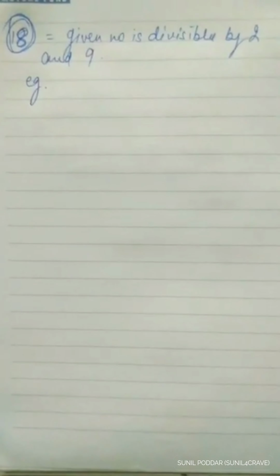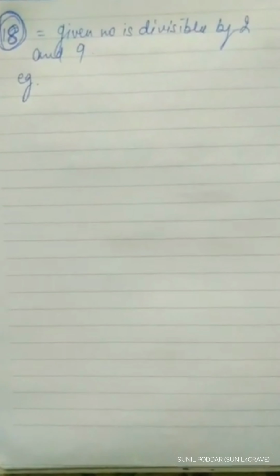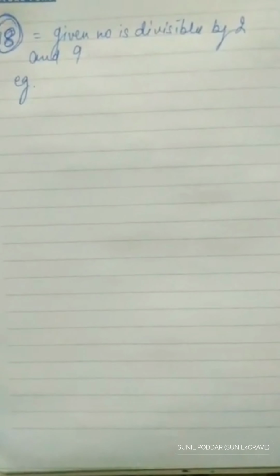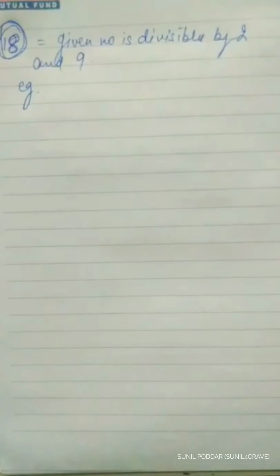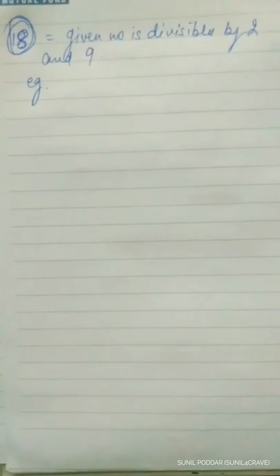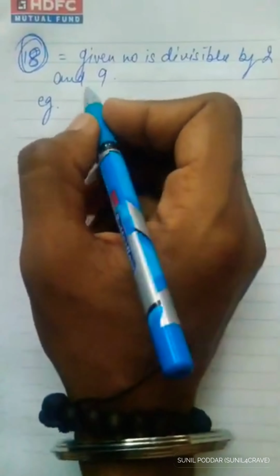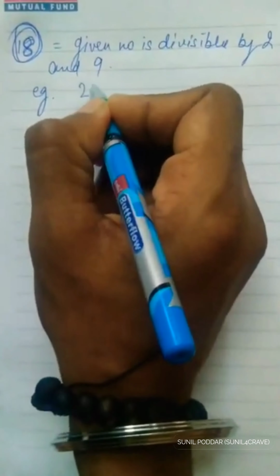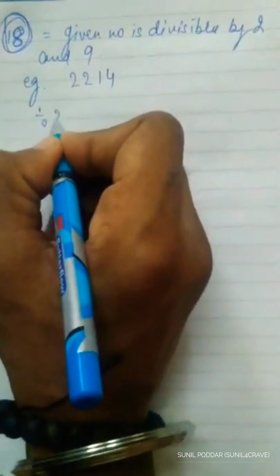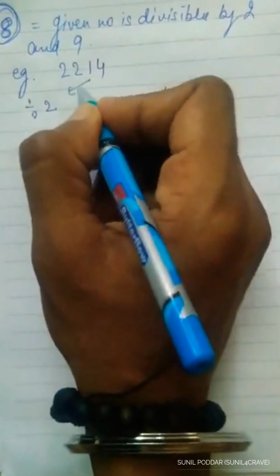The number is completely divisible by 18 if the given number is divisible by 2 and 9. You know, 2 9s are 18, so it is a multiple of 18, so it must be divisible by 2 and 9. Now we take an example here, 2214, so it must be divisible by 2 and it must be divisible by 9 also.